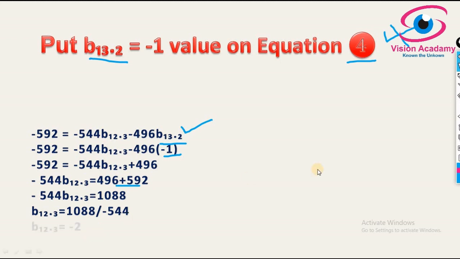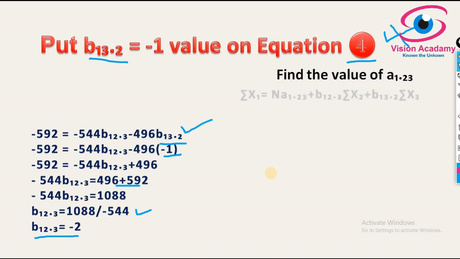So we are having one more value here. So one more value is 1088 by minus 544. So we got one more value, that is B12.3. So B12.3 is minus 2. So by this way we obtain two values. Now we have to obtain one more value. So one more value is this, that is A1.23. For that I will consider equation number 1.